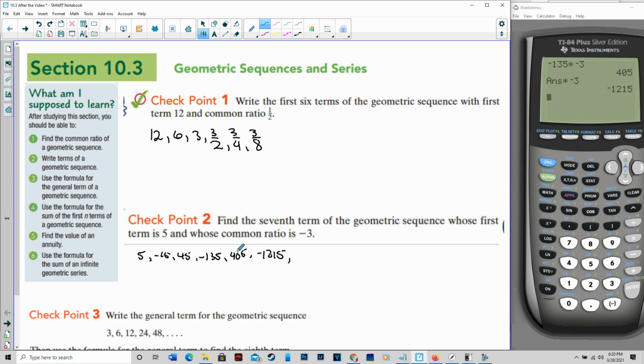How many is that? 1, 2, 3, 4, 5, 6. And we want one more. So we're going to go times -3. Here's the 7th one, which is 3,645.